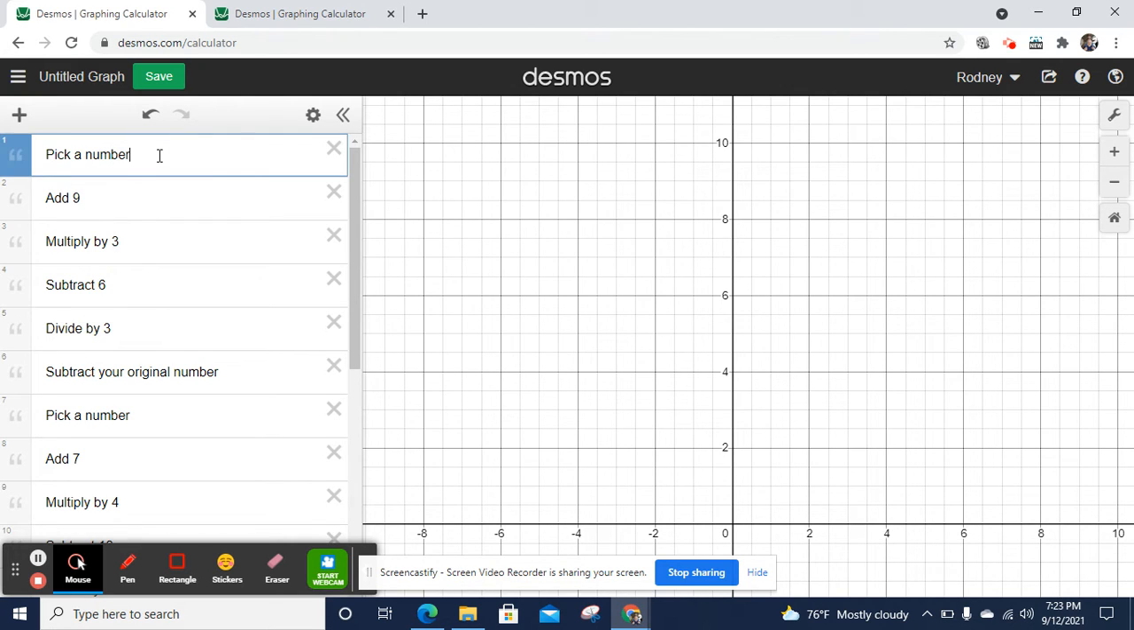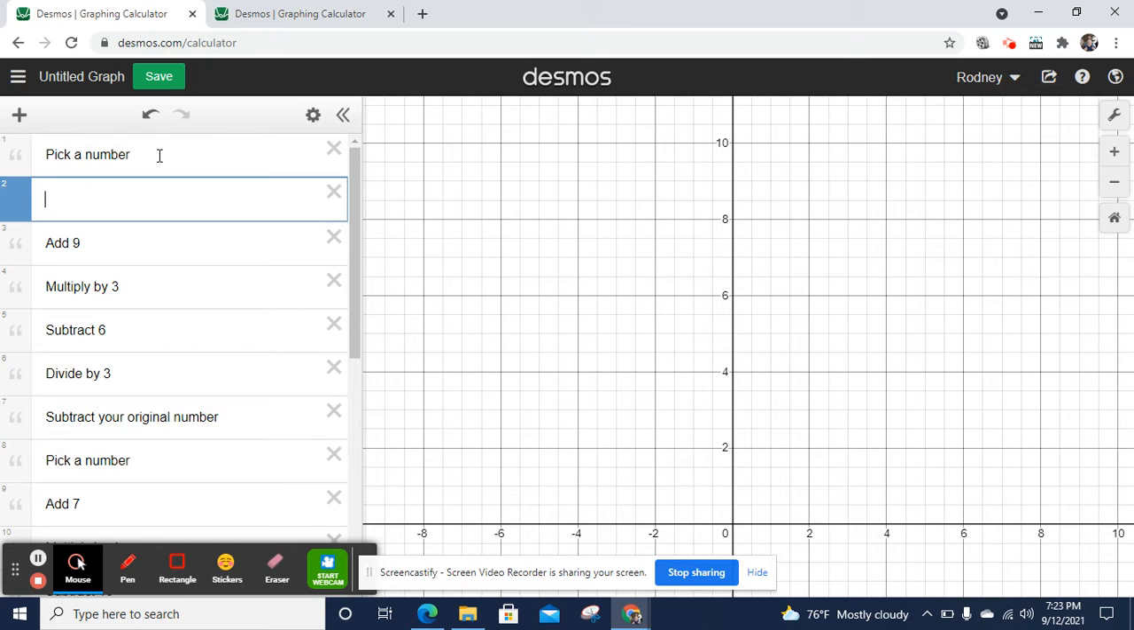So pick a number. Now, of course, picking a number involves an unknown. We don't know what they have picked, so a very common tool in algebra is a variable. So we're going to pick a number. I'm going to call it x. Okay, now take a look over here. When I picked x, what it did was it created a line. What it's treating this as is actually an equation, y equals x. Desmos assumes that I mean y equals unless I do something otherwise.